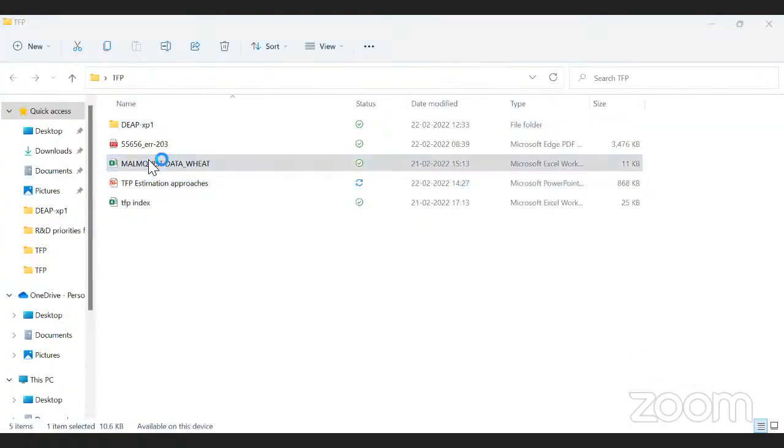This is the data. The year column contains 2001 to 2016. There are two states I am taking, Haryana and Punjab. Yield is in kg per hectare. Seeds are in kg quantity terms, fertilizer in kg quantity terms, human labor in hours, and machine labor and irrigation are in cost terms.